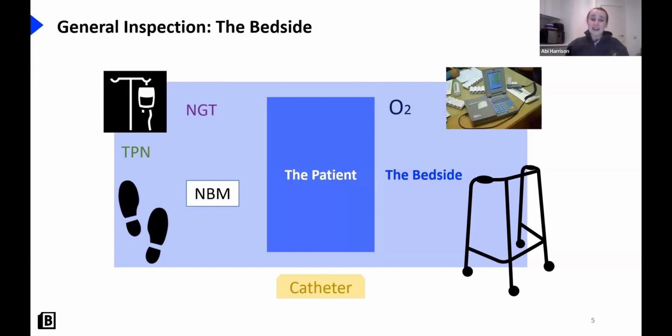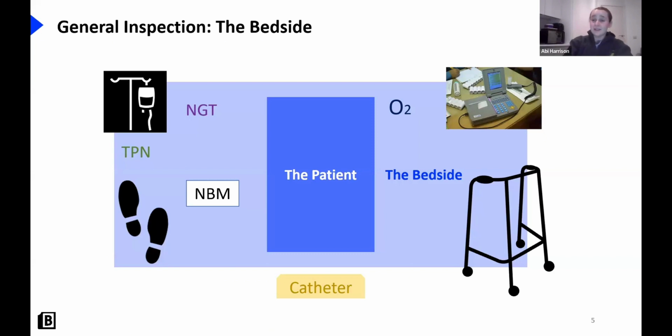So any IV medications, that might be steroids, it might be IVIG, it might be fluids. Are there any signs up that the patient is nil by mouth, or are there any alternatives to feeding, like NG tubes or TPN? You can have a look at the patient's shoes. Do they have any special orthotics to help with their walking, or have they got any sort of abnormal tread wearing? So is it more worn on the lateral side of the foot, which could indicate an abnormal gait?